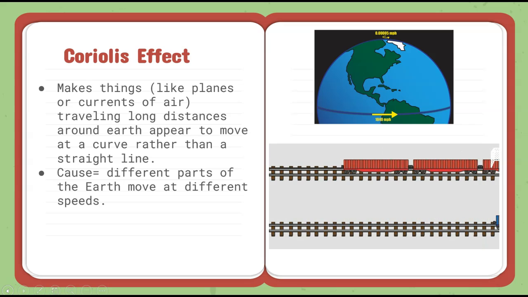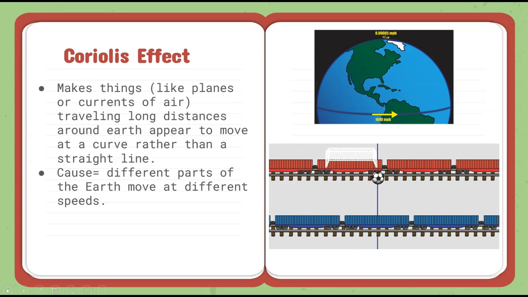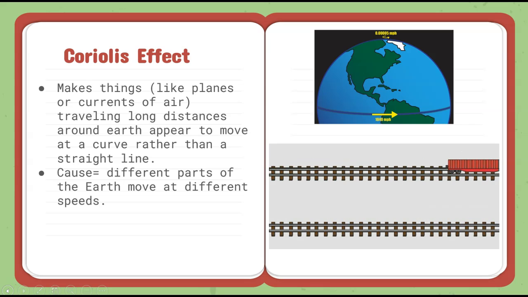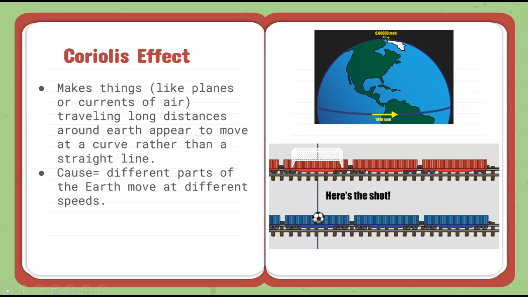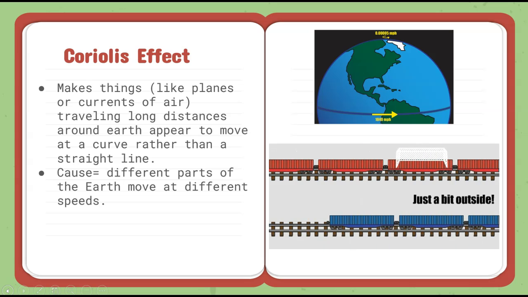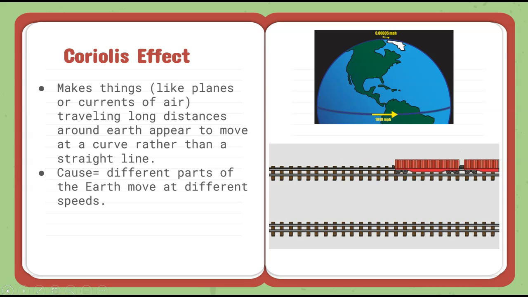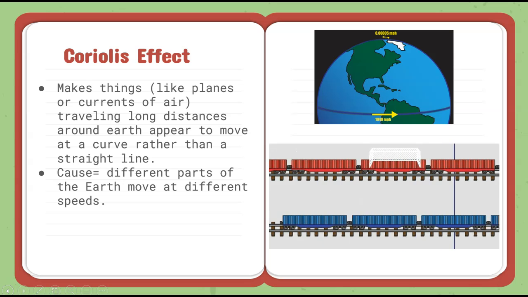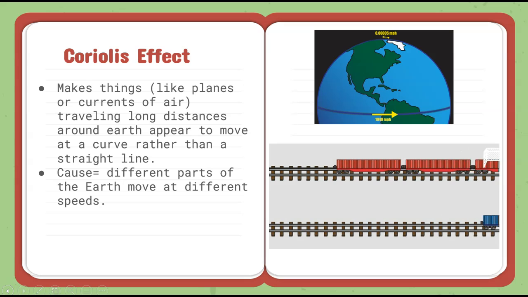Now, the cause of the Coriolis effect is very simple. The Earth is a globe. It is a sphere, and that means that different parts of the Earth move at different speeds. So the North Pole rotates somewhere around 0.00005 miles per hour, while a location like the equator travels much faster at 1,040 miles per hour. And that's just a property that spheres have when they spin.